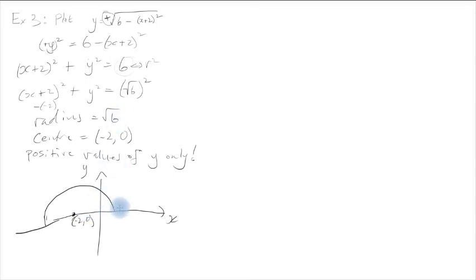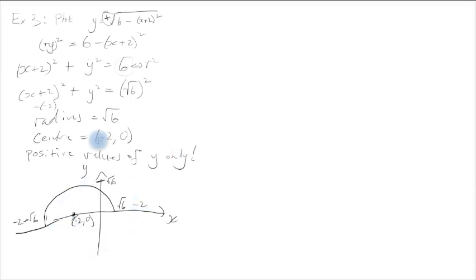So this point here is square root of 6 minus 2. And this one's negative 2, take away the square root of 6. There. And this point up here is the square root of 6. So there we go. We've basically plotted the whole thing.